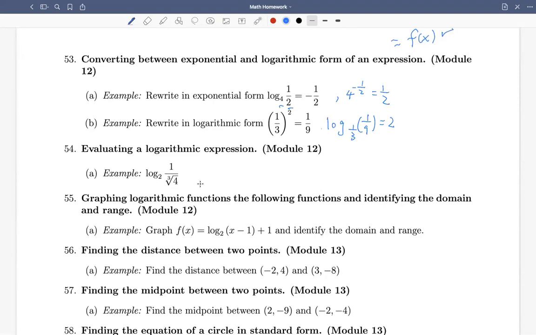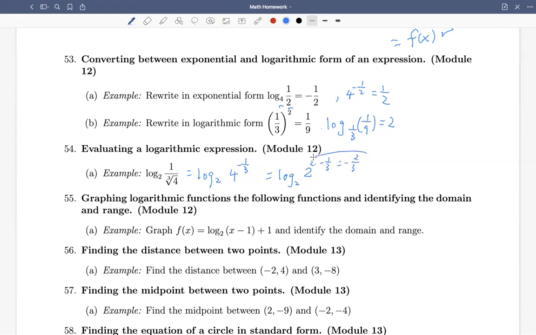Evaluate a logarithmic expression. So let's see this one. We want to write log base 2 of 4 raised to negative 1/3. You see, this is a cubic root. That's 4 raised to 1/3, right? But it is 1 over it, so we can write 4 raised to negative 1/3. Then 4 is 2 squared. So we can write 4 as 2 raised to 2 times negative 1/3. Well, 2 times negative 1/3 is negative 2/3.